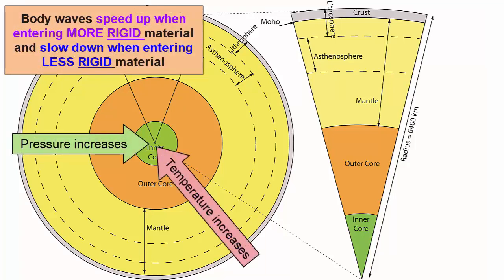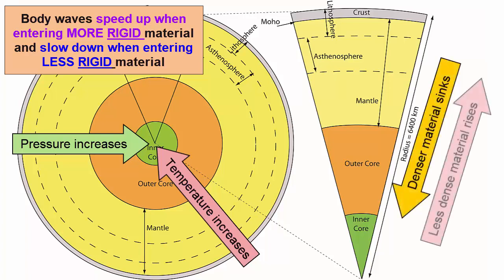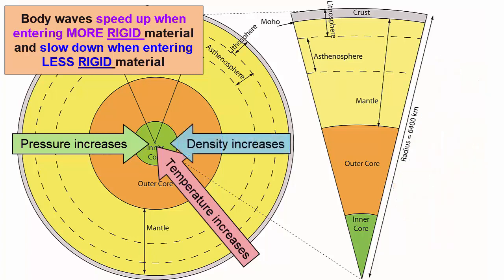Remember first that body waves speed up or slow down when rock rigidity changes, and that rigidity could come from a number of physical or chemical changes. For example, we know that denser things sink and less dense things rise. So each layer we cross through as we travel deeper into the earth will be denser than the layer above and less dense than the one below.